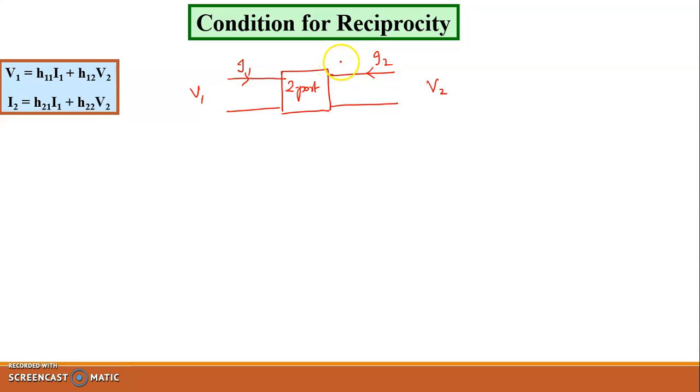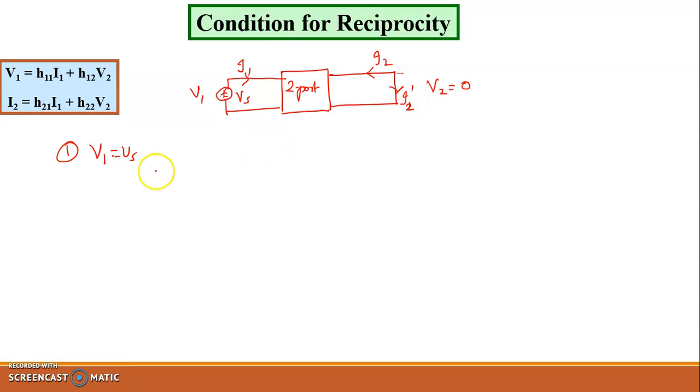We know that according to the reciprocity theorem, a network is said to be reciprocal if the ratio of excitation at one port to the response at the other port is the same when the excitation and response are interchanged. In the first case, I am going to take V1 equal to Vs. That means I connect my source or excitation at the input side and make the output side short circuit, that means V2 is equal to 0. So the first case is connecting the excitation at the input port with the output port short circuited. Let I2 dash be the current here.